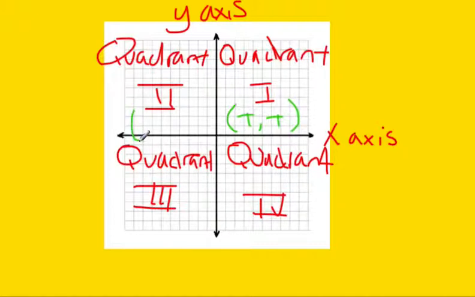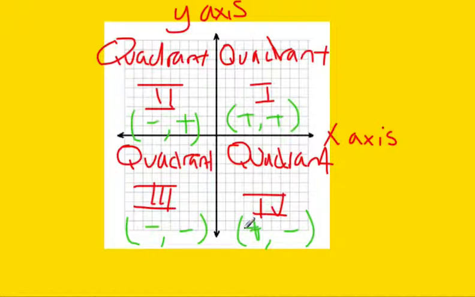Quadrant 2, your x is going to be negative and your y is going to be positive. Quadrant 3, both are going to be negative, x and y. And finally, quadrant 4, your x is positive and your y is negative. So that's just a good thing to know. If you see a point and it has a positive number then a negative number, you should be thinking, okay, I know that's going to be in my fourth quadrant.